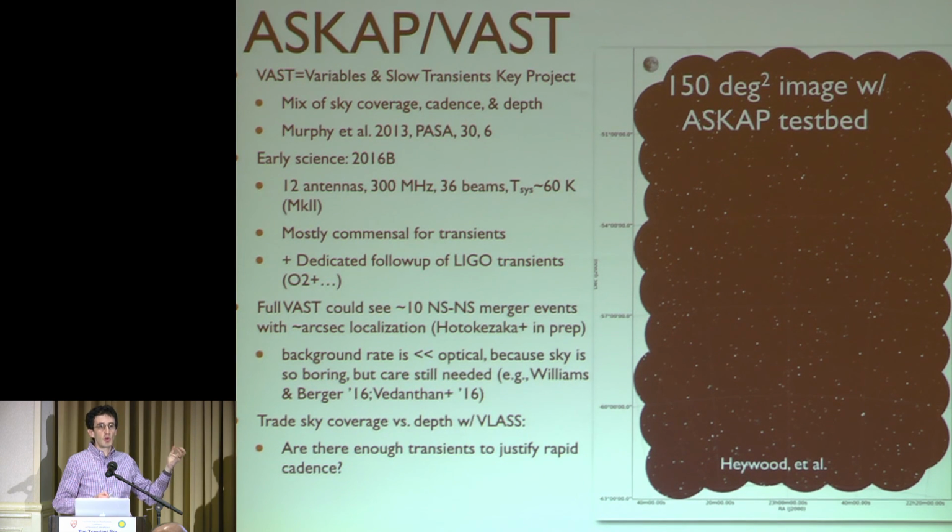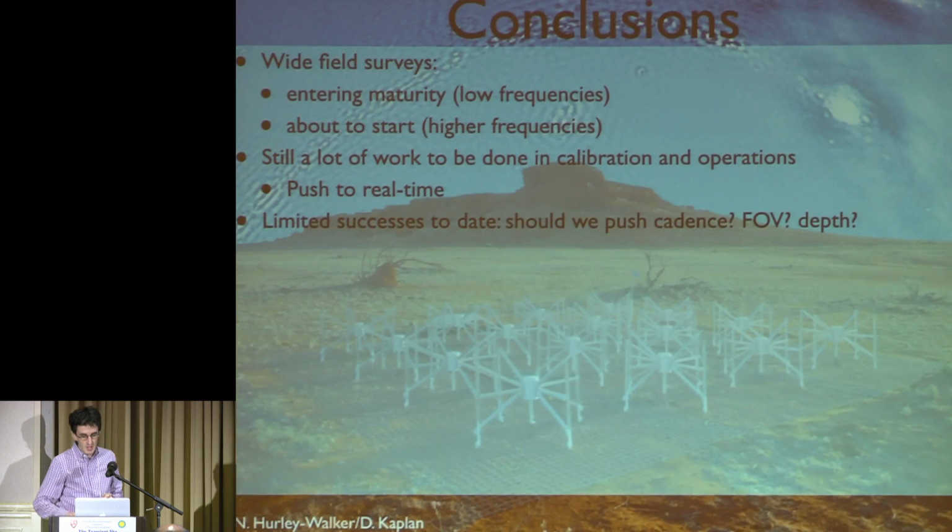So there's science that we're going to be doing over the next few years with the ASKAP telescope. Early science is starting later this year, and we hope to have really interesting stuff coming out. For instance, with the full VAST, we could locate tens of neutron-star mergers with arc-second localization. So wide field surveys are entering maturity at low frequencies, and at higher frequencies they're about to really start in earnest. But there's still a lot of work to be done in calibration and operations to push our processing toward real time, where we can send alerts out to the rest of you. The successes to date have been limited.